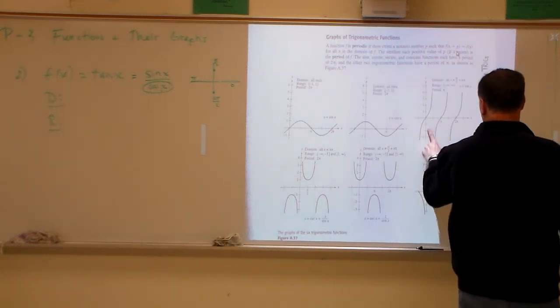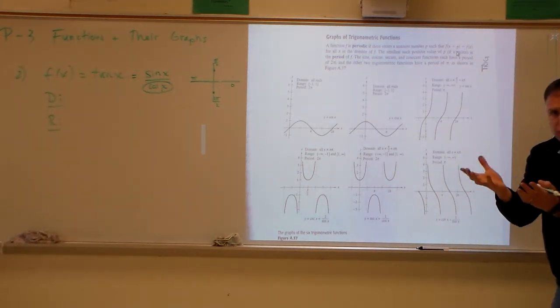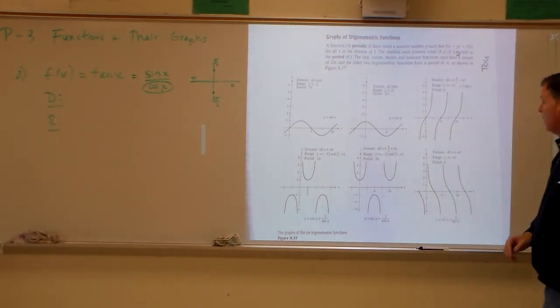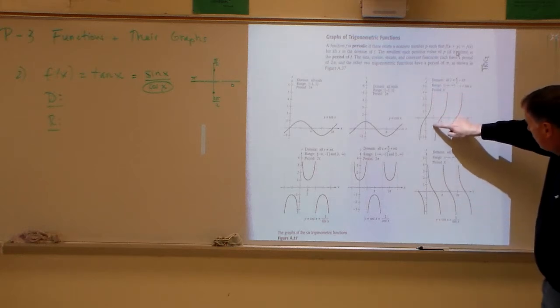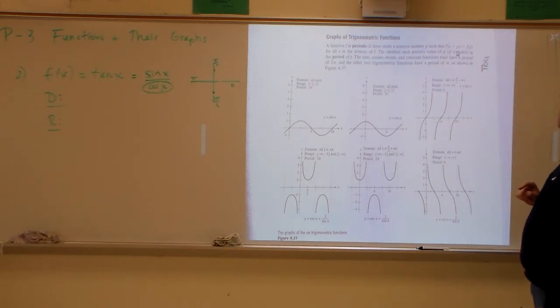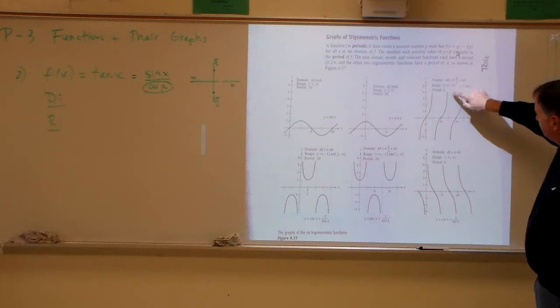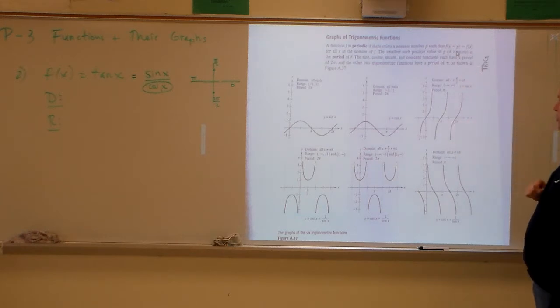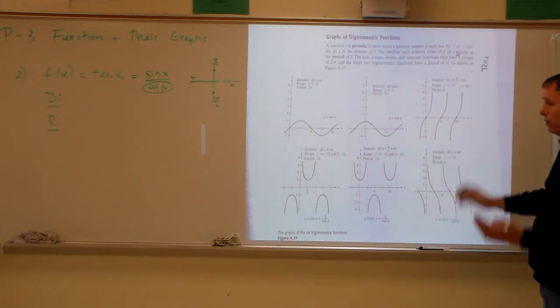Here, if you look, it shows you that you can't have it, because at pi over 2 there's a vertical asymptote. At 3 pi over 2, there's a vertical asymptote. And the pattern continues.